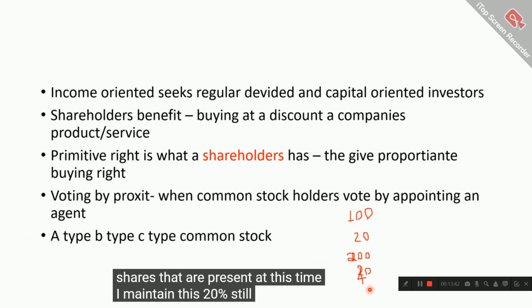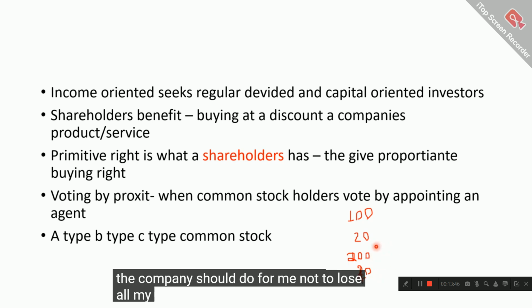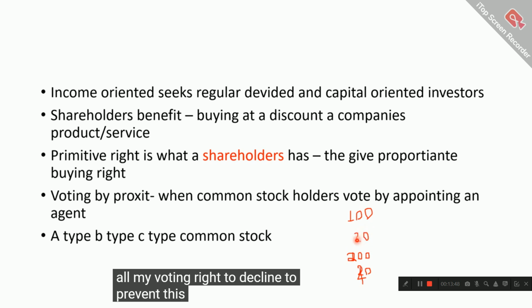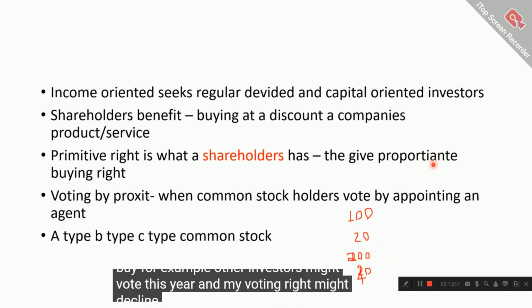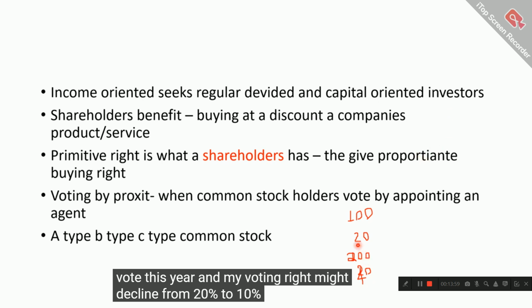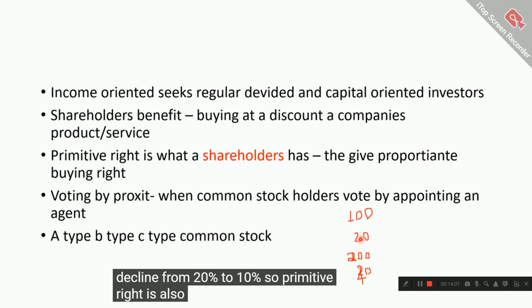However, if the company does not give me the priority to buy, other investors might buy these shares and my voting right might decline from 20% to 10%. So the preemptive right is also one of the rights or benefits that equity shareholders might get. Don't forget the topic we are talking about is common stocks, not preferred stocks.